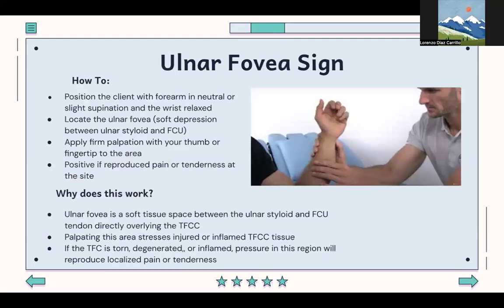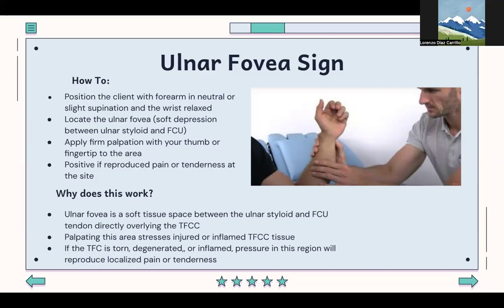The next one we have is the ulnar fovea sign. Essentially, you position the client with their forearm in neutral or slight supination and the wrist relaxed. You locate the ulnar fovea, the soft depression between the ulnar styloid and the FCU, and then you apply a firm palpation with your thumb or fingertip to the area, and it's considered positive if it reproduces pain or tenderness at the site.